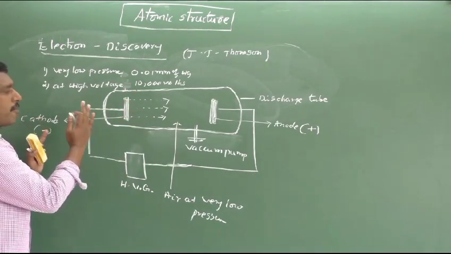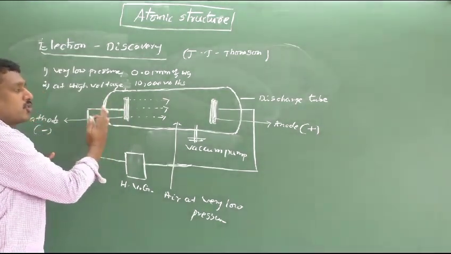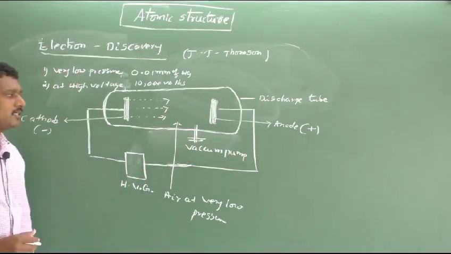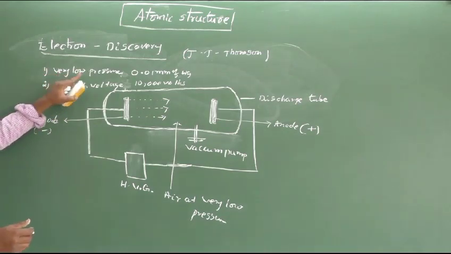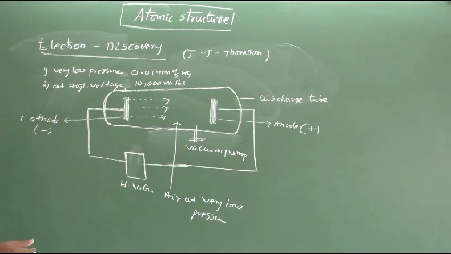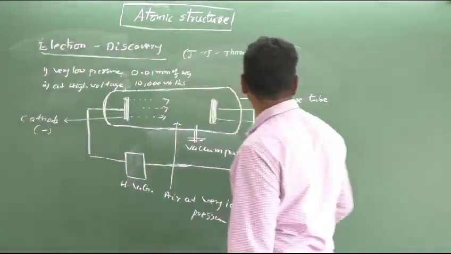On passing, some rays pass from the cathode, the negative pole or negative electrode, to the anode. These rays are called cathode rays. What are the conditions? Very low temperature, very low pressure and very high voltage. The values are given here. Now by this we can make some observations.